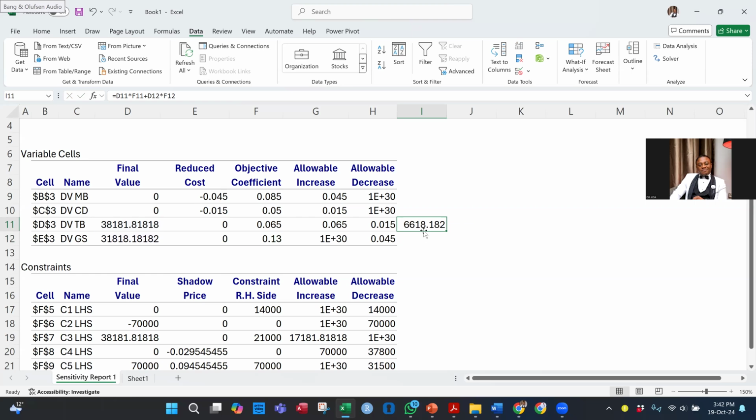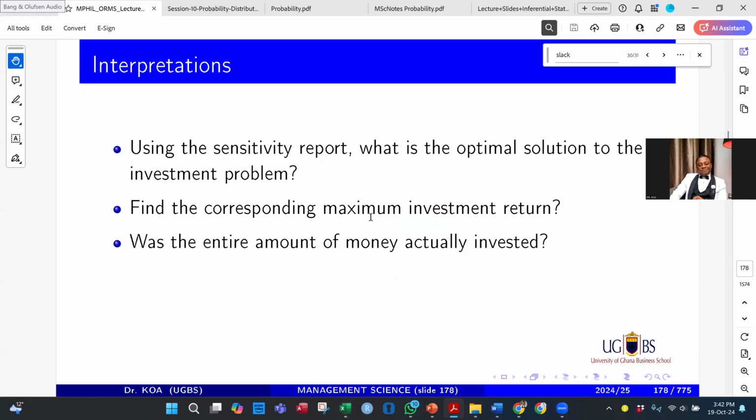Okay, so let me just put a bracket in there. Then you can even use some product for it. That's the same thing. Oh yeah, of course. That's a return that you are going to get, 6,680. So that is how you execute that part of the question.